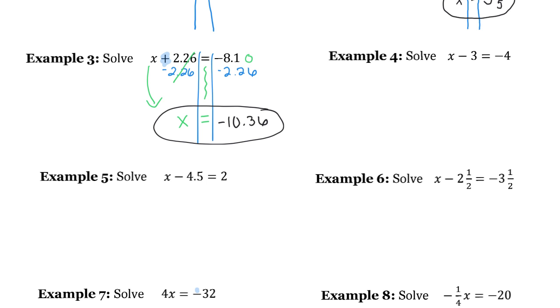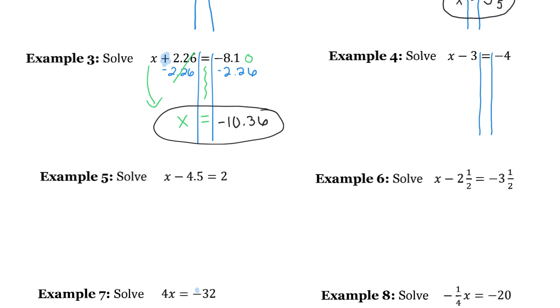All right, so hopefully you got negative 10.36. Okay, if not, check in your calculator that you put a negative 8.1 minus 2.6. All right, so now we're going to jump to example 4. Okay, example 4. So remember, we always start by drawing our river.